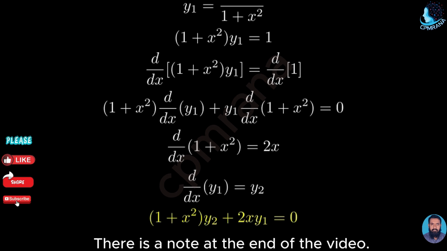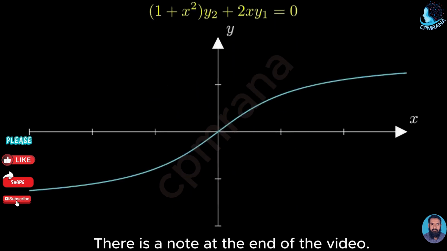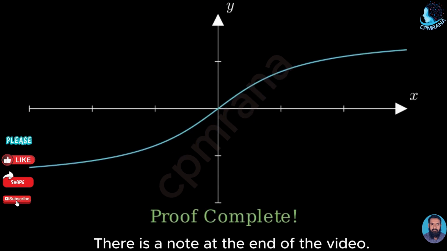To visualize this result, let's look at a graph of inverse tangent. Notice how its first derivative y1 gets smaller as x increases, and its second derivative y2 relates to this through our proven equation. And that completes our proof. We've shown through differentiation that for y equals inverse tangent of x, 1 plus x squared times y2 plus 2x times y1 equals 0.